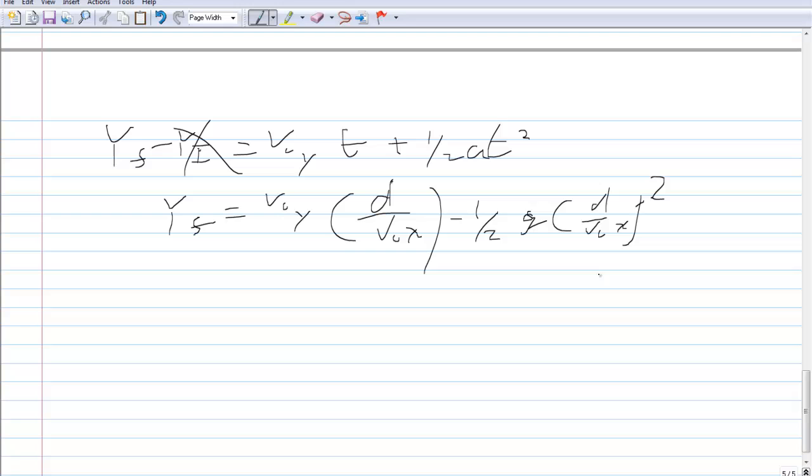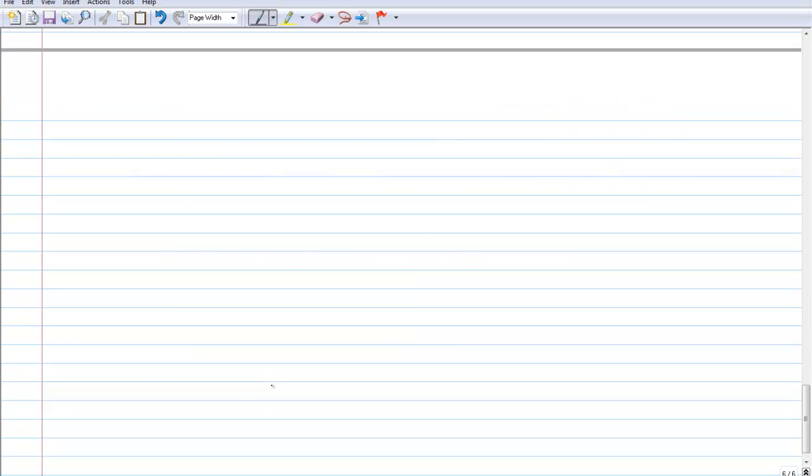So if we look at this, this is the position of the bullet, and if we look at the y of the monkey, that was equal to h minus 1/2 g d by v naught x squared. So you can see that the second terms here, the ones from acceleration, are both the same. So we have to figure out if there's some way where we can relate this term here to h. And here we're going to use a little bit of a trick.